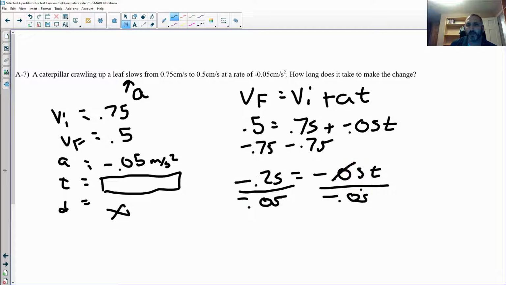And that will cancel those out, so we'll end up with two negatives divided by each other giving us a positive number, and 0.25 over 0.05 gives us 5 seconds. So time is 5 seconds. There's your answer. Hope that helped.